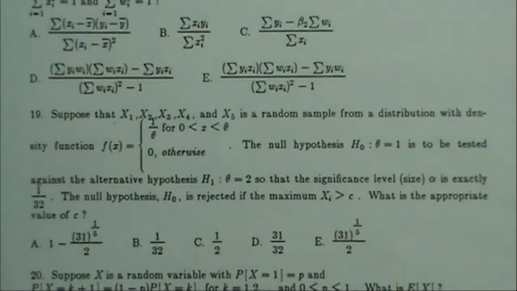equal to 2, so that the significance level alpha is exactly 1 over 32. The null hypothesis, H naught, is rejected if the maximum xi is greater than c. What is the appropriate value of c?